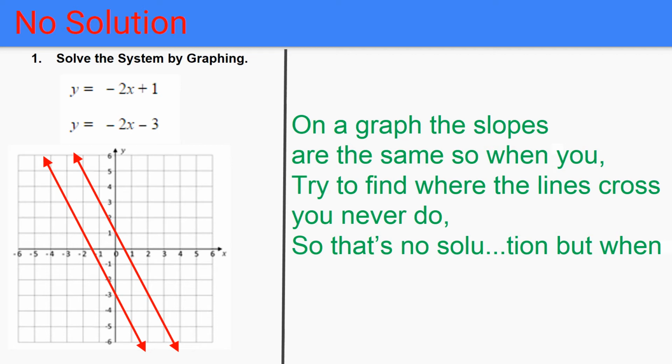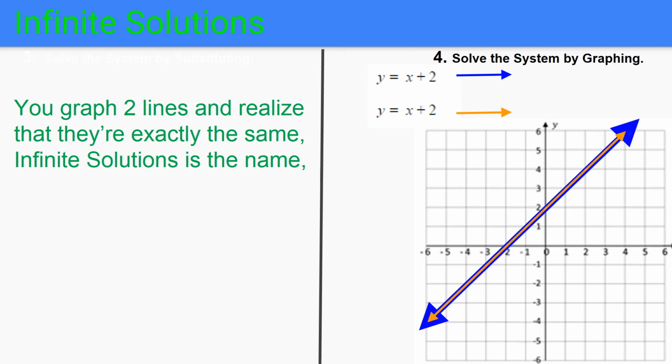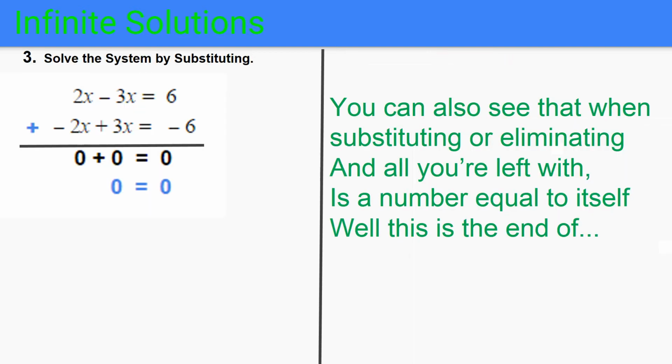But when you graph two lines and realize that they're exactly the same, infinite solutions is the name. You can also see that when substituting or eliminating, and all you're left with is a number equal to itself.